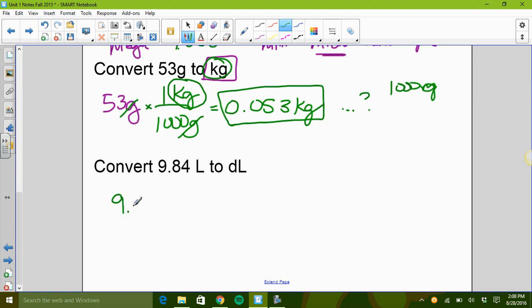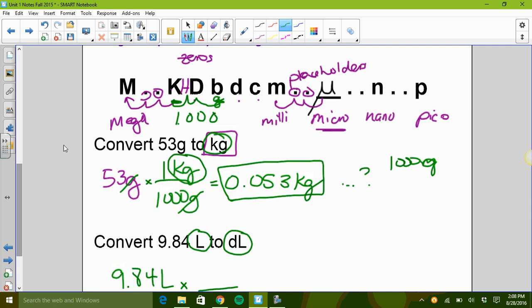So let's start again. 9.84 liters multiplied by, let's look for these 2 units and look at the significance between the two. Back to our number line, I'm changing color to blue here. Liter is base. Deci is right next to base. So it's a difference of 10. But the base is 10 times greater than the deci. The liter is 10 times greater than the deciliter.